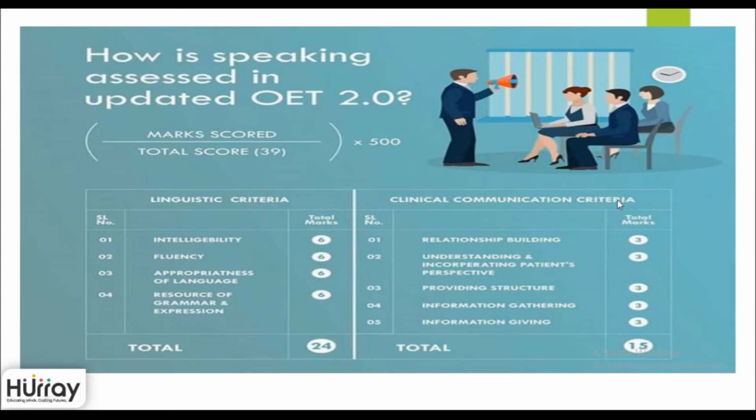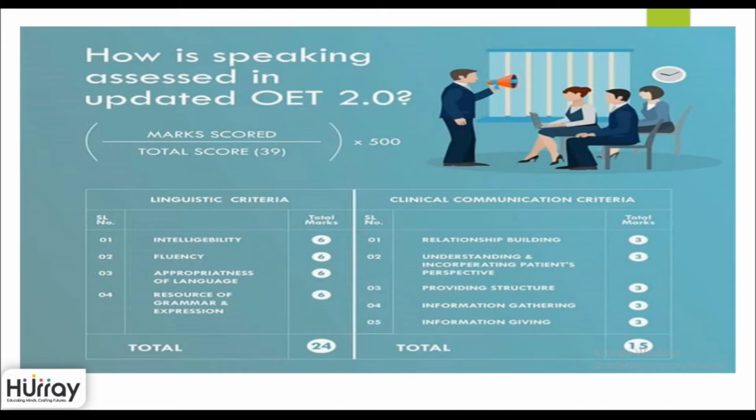On this side, you have the clinical communication criteria. The first point is relationship building. For this, you've got 3 marks. In fact, you've got 3 marks for all of these criteria. Relationship building talks about how you interact with the patient. Are you making the patient feel comfortable? What kind of words are you using? So all of these components are covered there.